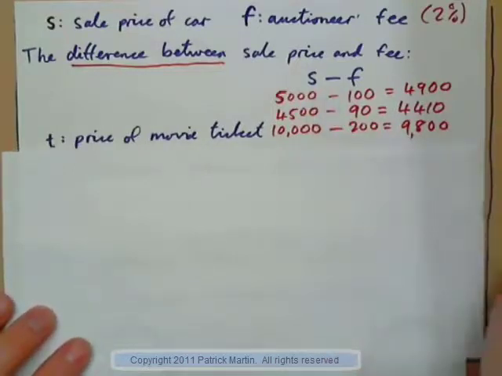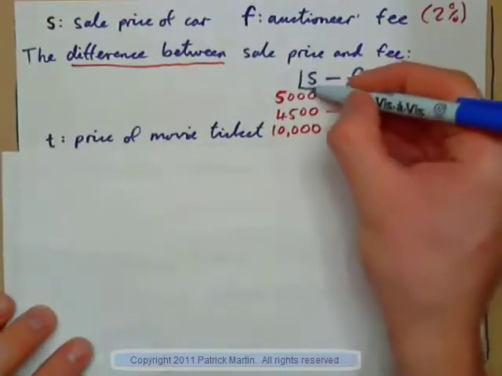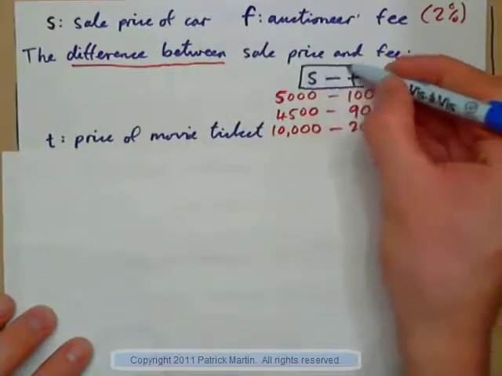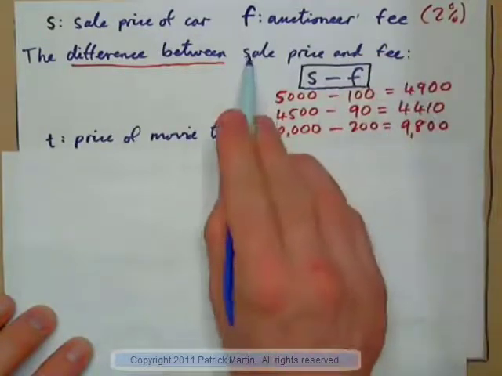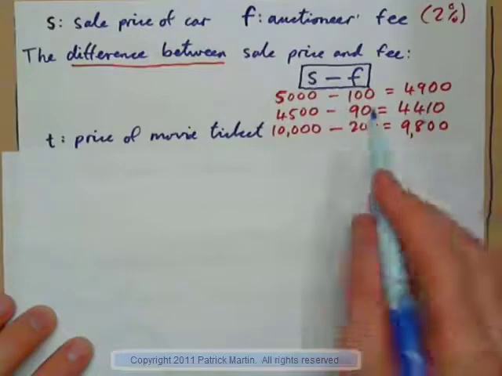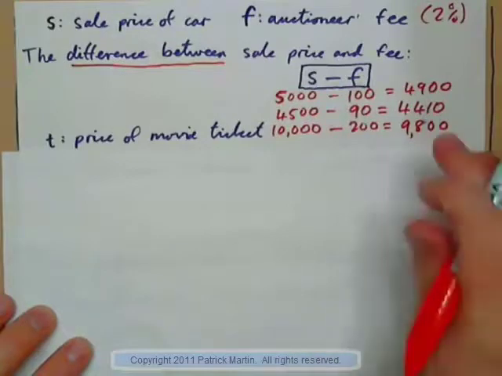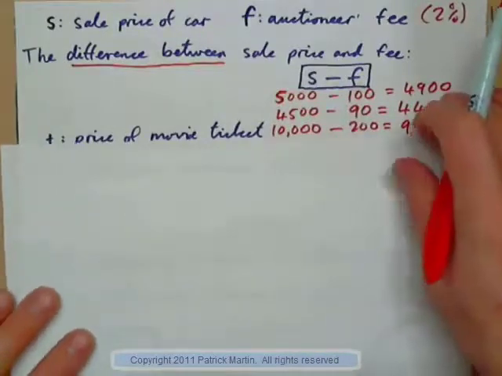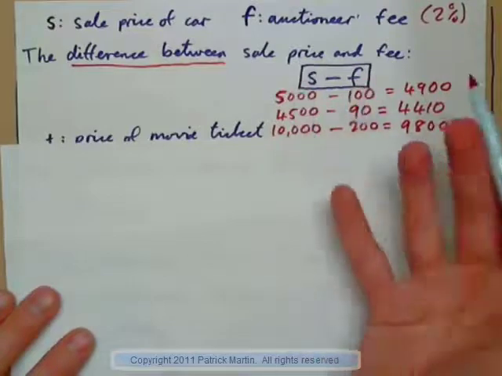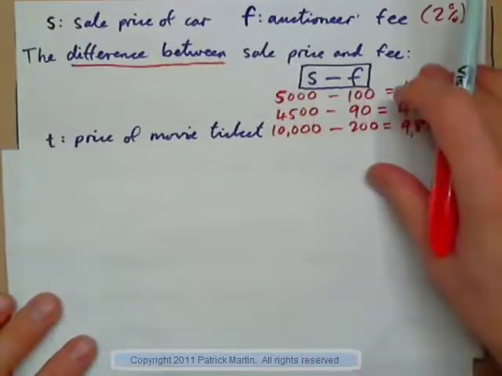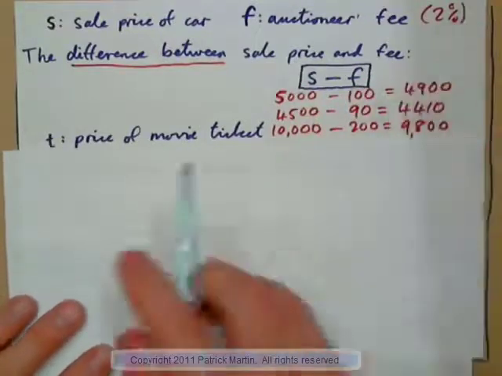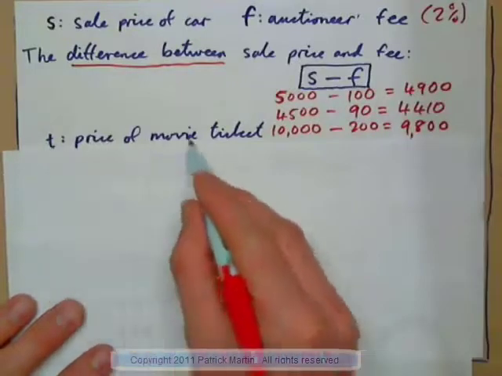So S minus F is what you would get. The sale price minus the fee. The difference between the sale price and the fee. So again, we're using letters to represent numbers that we don't know yet. Now, let's have T represent the price of a movie ticket.